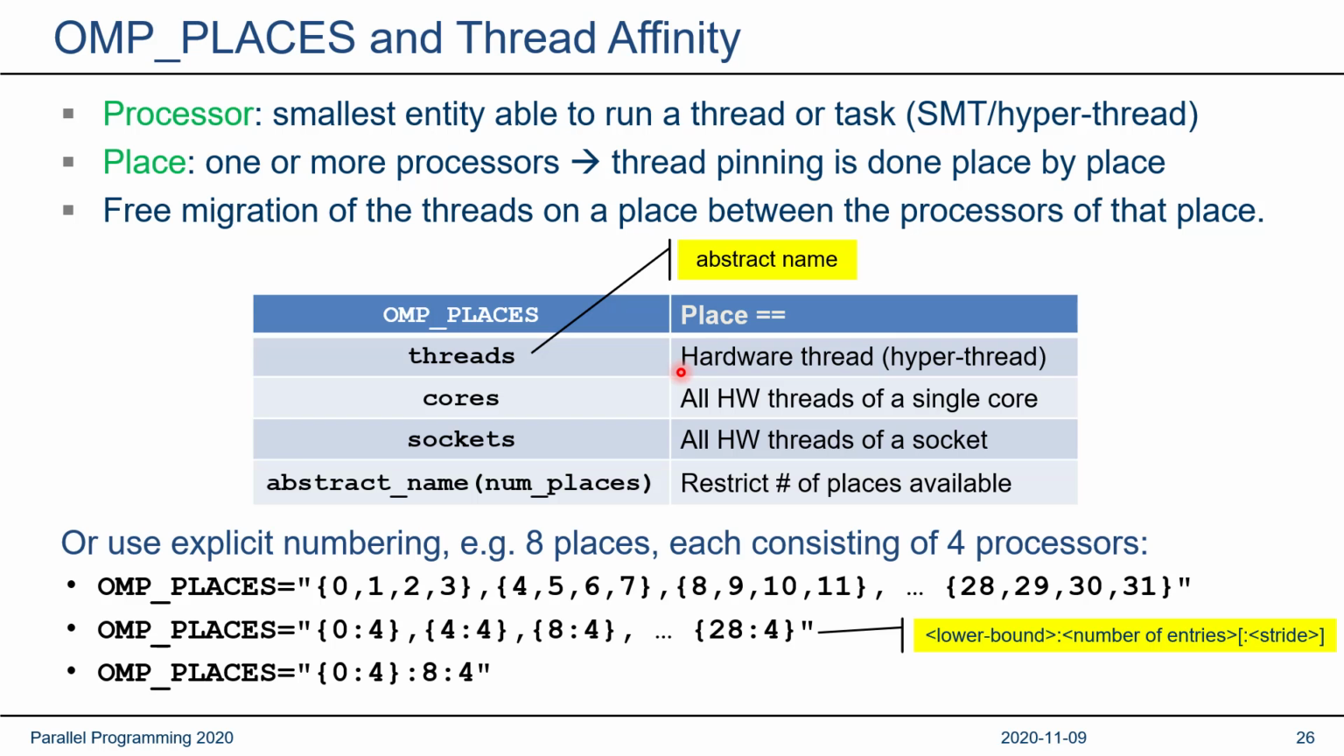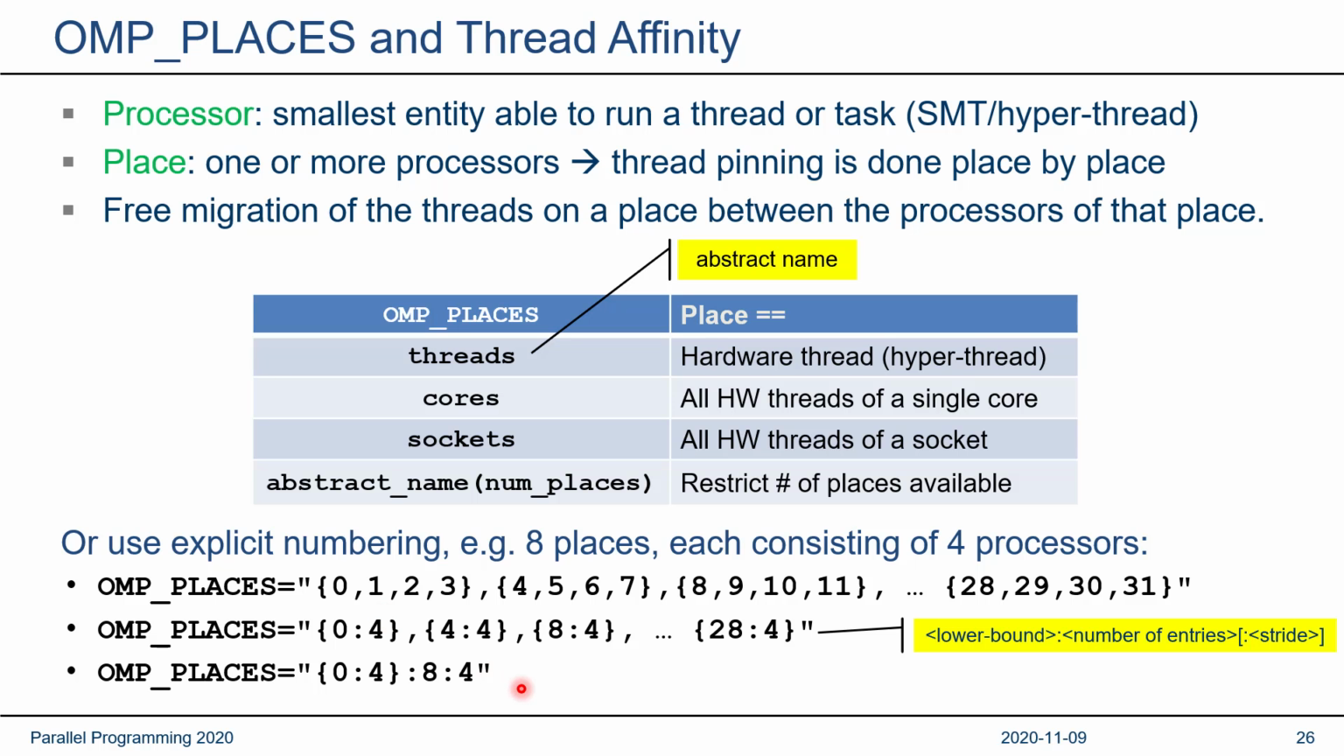Now, if you need full control, you could use explicit numbering for specifying the places. So in this example, we have 8 places, each consisting of 4 processors or hyperthreads. If we use OMP_PLACES equals, and then there are groups of 4 designated by these curly braces, and the numbering is consecutive, then we have 8 places. Each place has 4 hyperthreads. There are shorthand notations for that. In this case, 0:4 means starting at index 0, I want 4 processors.